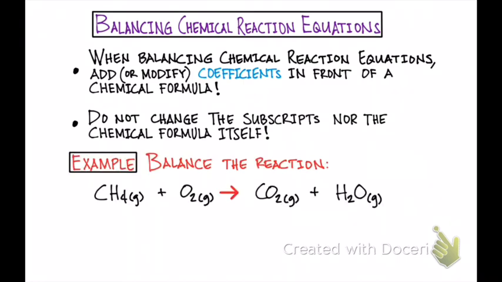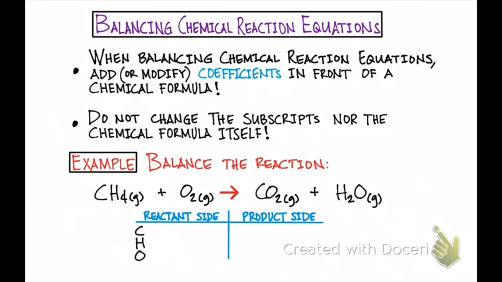Here's an example of a chemical reaction equation. We have the combustion reaction of methane, which basically produces carbon dioxide and water. The first step is to count the number of atoms for each element on both sides. Here we have 3 different elements, carbon, hydrogen, and oxygen.